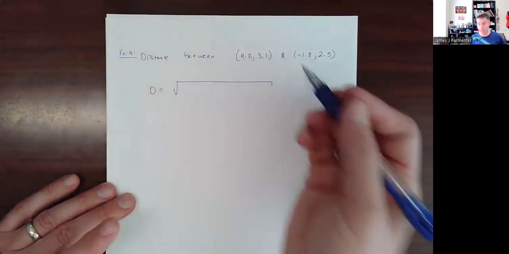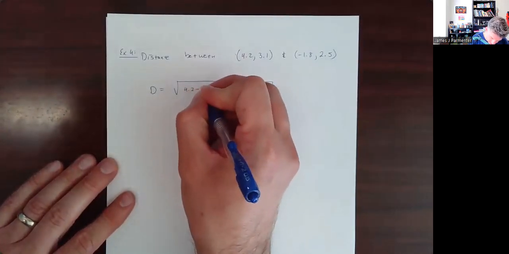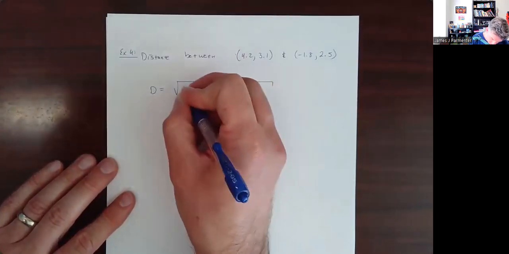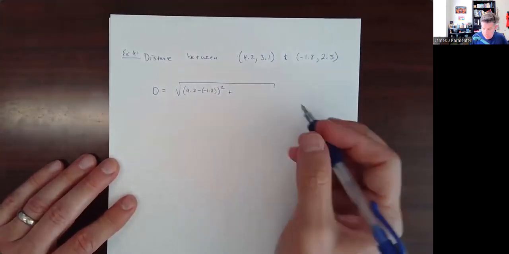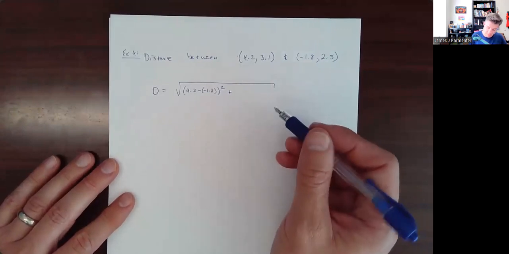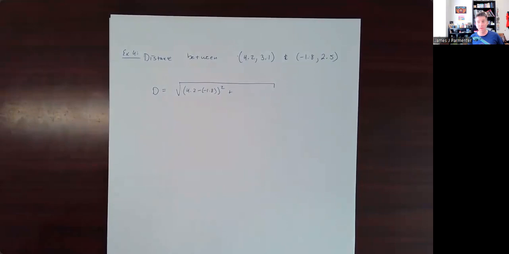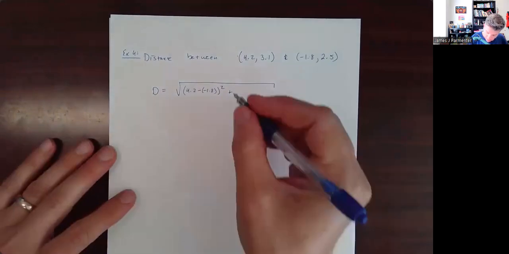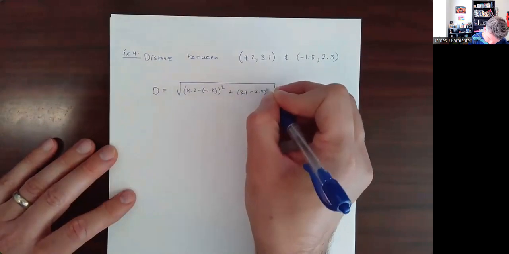So distance, this is example 4, is going to be the square root of the difference in the x's. Doesn't matter which order you subtract. I'm going to do this one minus that one. So 4.2 minus -1.8, and then all that squared plus the difference in the y's. You technically should subtract in the same order. So if you do this one minus this one, you should also do that one minus that one. It doesn't actually matter for the distance formula, but there are other formulas where the consistency matters. So it's good to be consistent across the board. So I'm going to do 3.1 minus 2.5 squared.